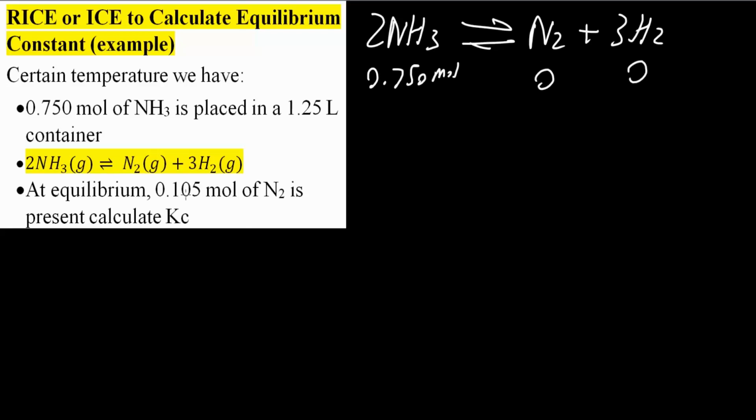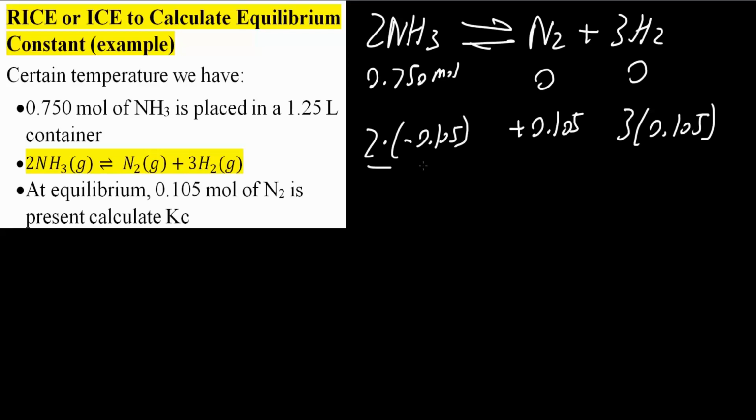Next we need to do the change. We have 0.105 moles of N2, so we say plus 0.105. H2 has a 3 in front, so we say 3 times 0.105. NH3 has a 2 in front, so we say 2 times parentheses. Now this would actually be negative 0.105, the opposite of the product. So negative 0.105.